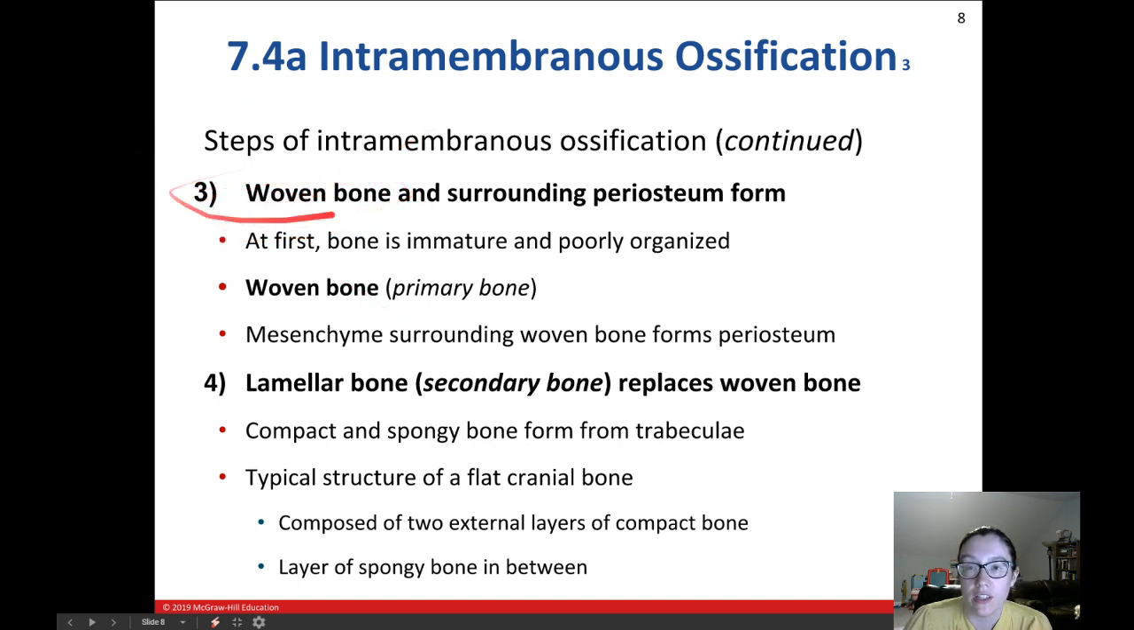So the early or immature type of bone is called woven bone. This woven bone is not really that well organized. It doesn't have the nice osteons of the compact bone yet, and we can also call it primary bone. It's not really the spongy bone or the compact bone yet. It's that immature bone, and it is going to be surrounded by some more mesenchyme. The mesenchyme that's directly surrounding that immature bone is eventually going to form the periosteum.